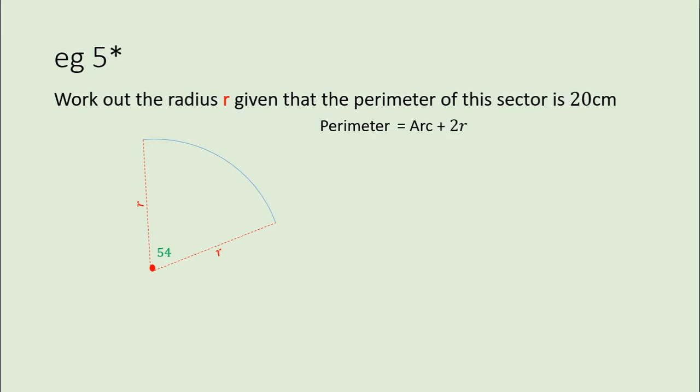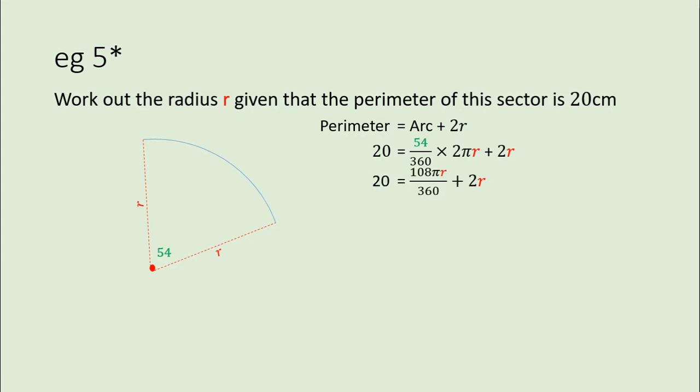I know that the arc length is going to be a fraction of the circumference, where the angle at the center is 54. So that's going to be 54 over 360 times by the circumference. And I know that the perimeter given is 20. So I put that value in for the perimeter so that I've got an equation that I can rearrange and solve. Let's simplify this first.